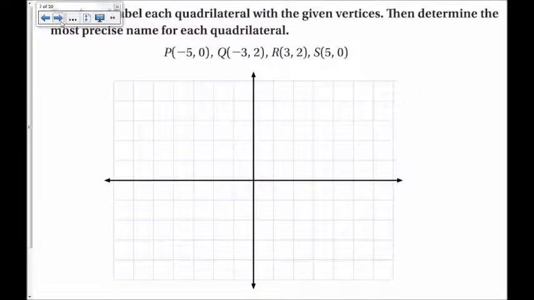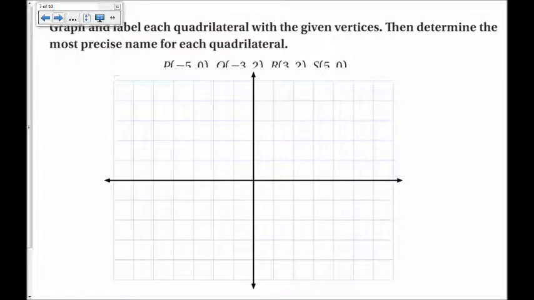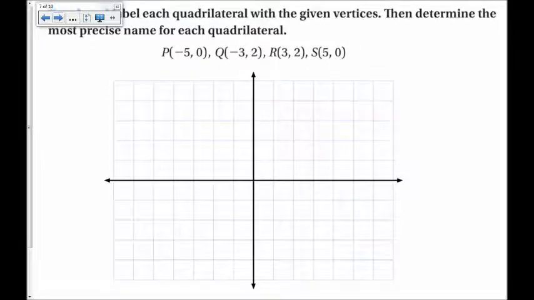Okay, the directions are to graph and label each quadrilateral with the given vertices, then determine the most precise name for each quadrilateral. Okay, so I'll simply graph them and then try to figure out which quadrilateral it is. These are pretty simple once you graph them. 1, 2, 3, 4, 5, 5, 0, negative 3, 2, 3, 2, 5, 0. 1, 2, 3, 4, 5.